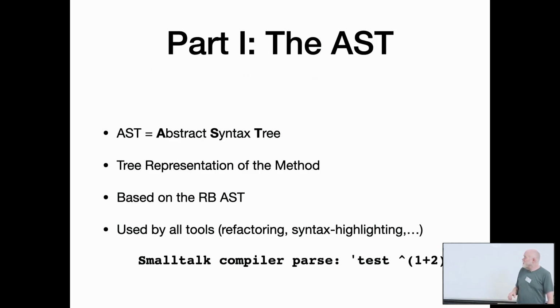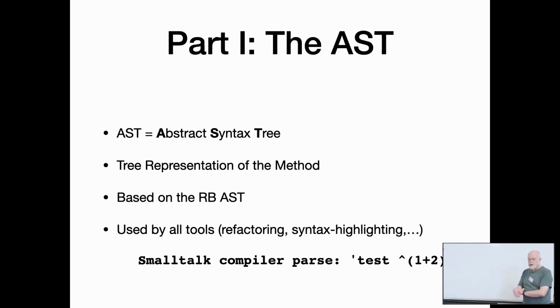So the first thing is the AST, as most of you, I guess, know. AST means abstract syntax tree. This is a tree representation of a method that encodes the syntax of your Smalltalk code. Our implementation is based on the one from the Refactoring Browser, so that means it's a fairly high-level representation that comes from the tooling world, not from the compilation world. And all the tools in Pharo are now using that.